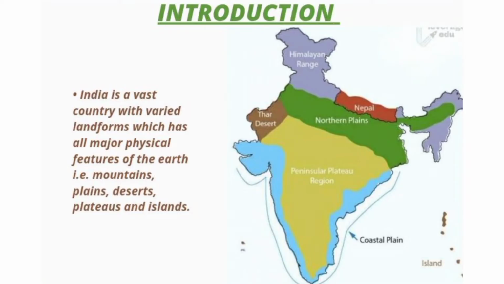India is a vast country with varied landforms, which have all major physical features of Earth, that is, mountains, plains, deserts, plateaus, and islands.